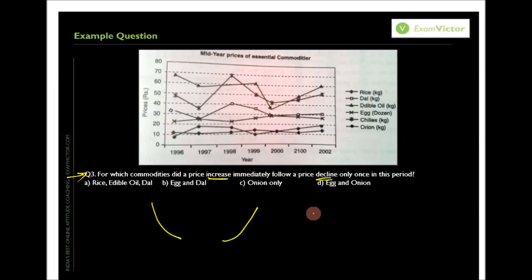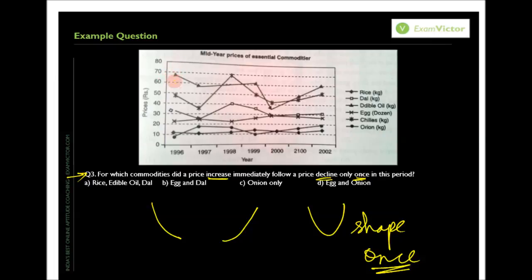So basically what they're asking is a U shape, right? A U shape in the graph. And they want it to happen only once. This once part is important. So they're asking, for which of these commodities was there a U shape only once in the graph? Very simple question now. Again, let's go from the top.